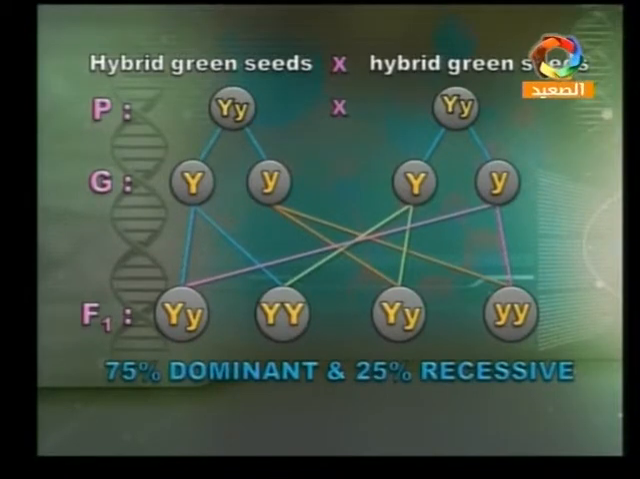This means the ratio will be 3 to 1: 3 dominant and 1 recessive. Why? Because if you find any y capital letter, any capital letter, in the second generation, it is called a dominant trait. And if I have 2 y small in any one of these individuals, it represents a recessive trait inside the living organism.